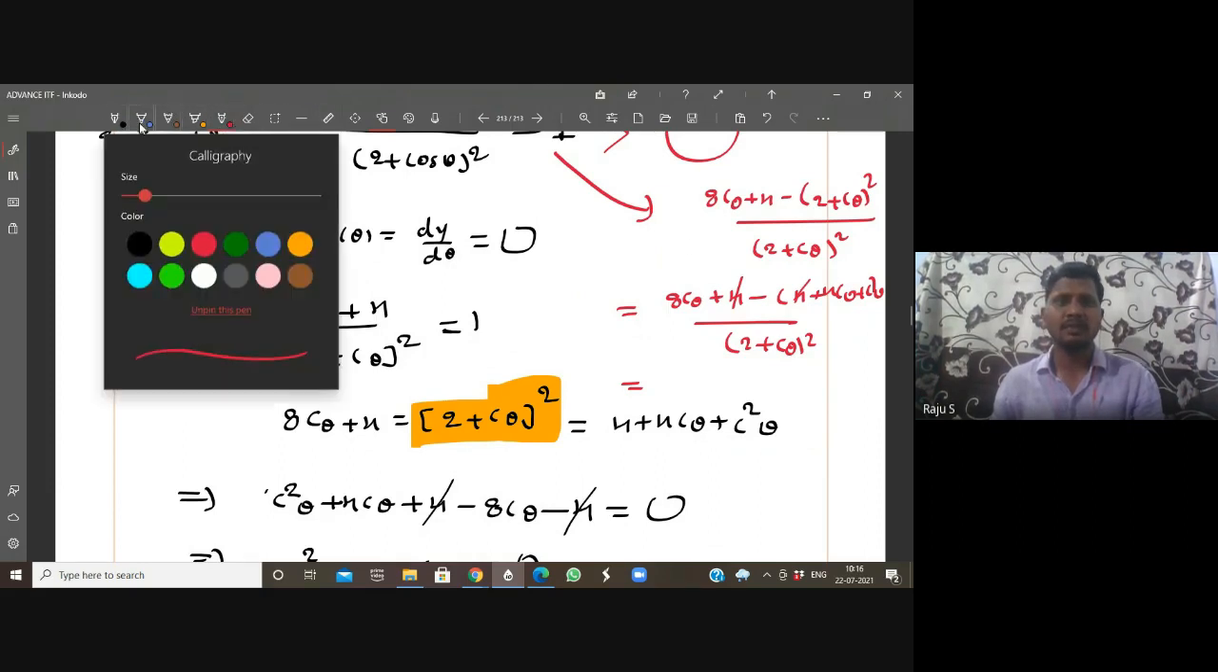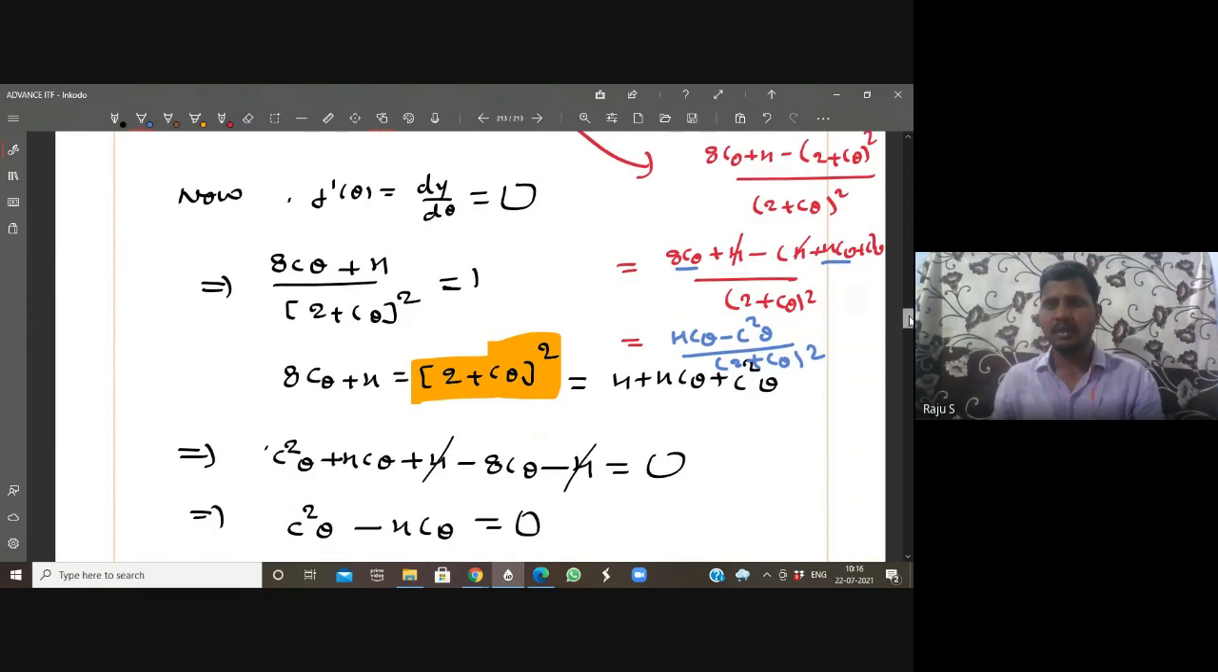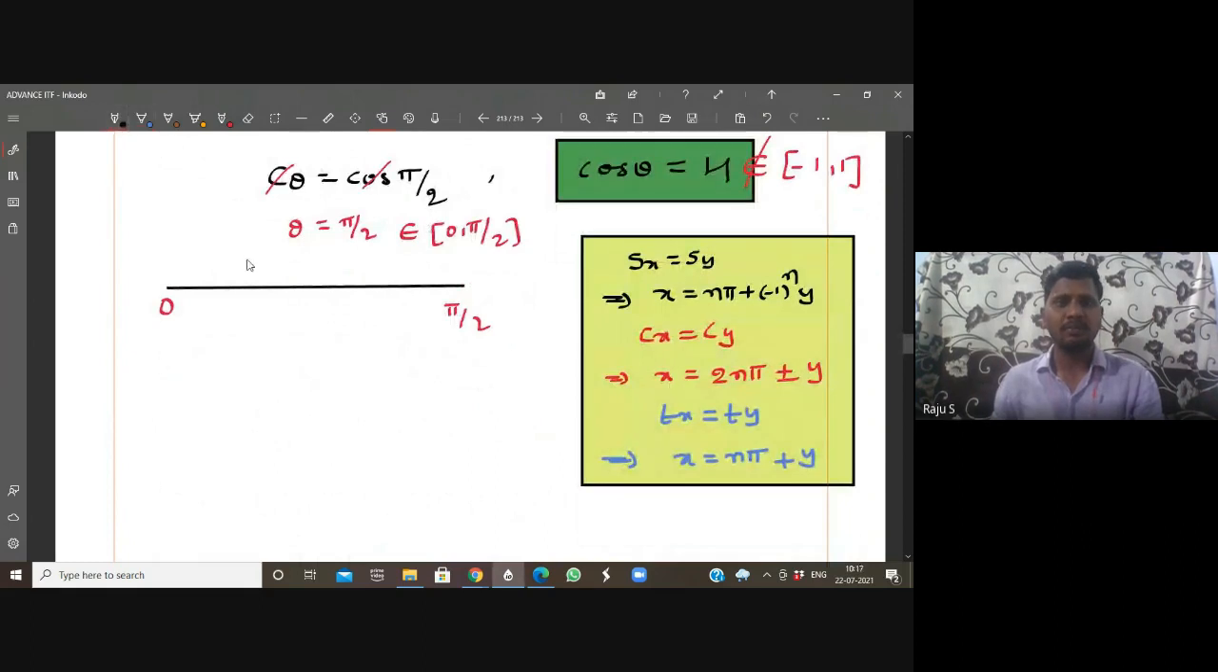Then remaining, 8 cos theta minus 4 cos theta becomes 4 cos theta minus cos square theta, over (2 + cos theta) the whole square. Shall I take this as f dash of theta, so dy by d theta, in the interval 0 to pi by 2? Now we have to check: what is f dash of theta, students?